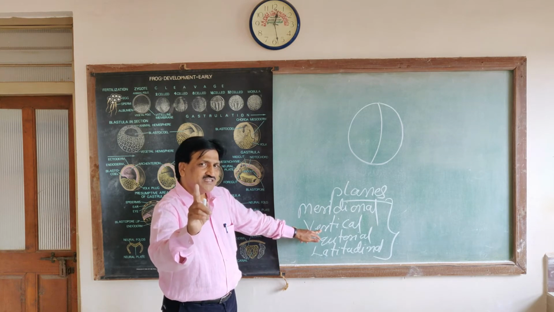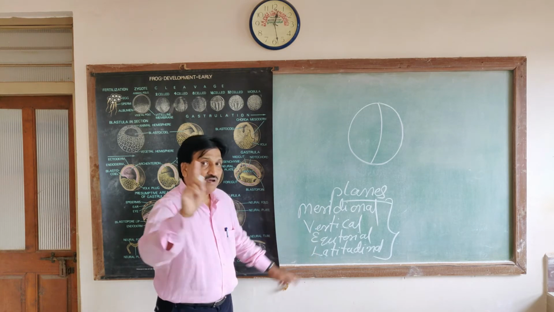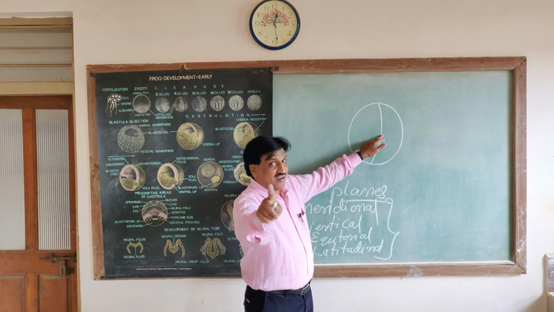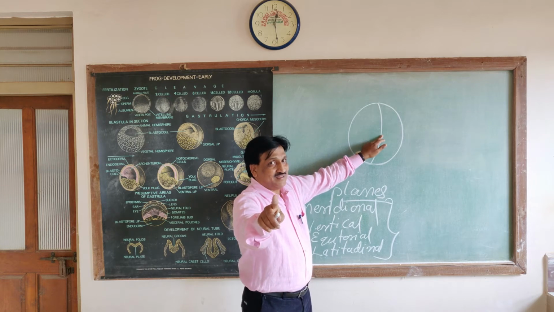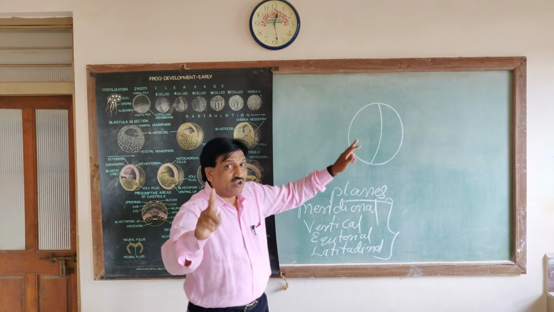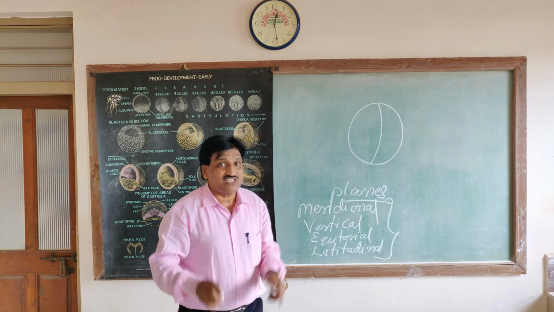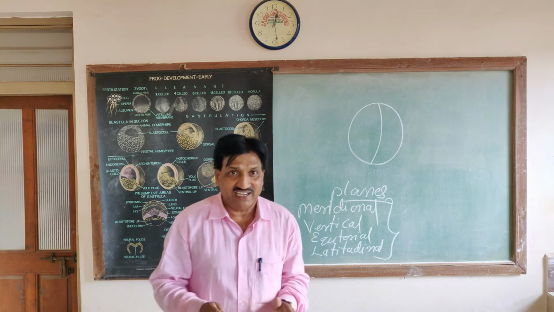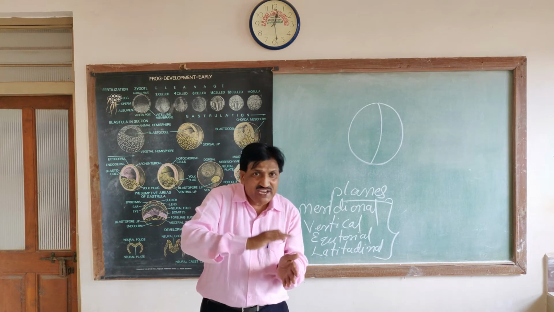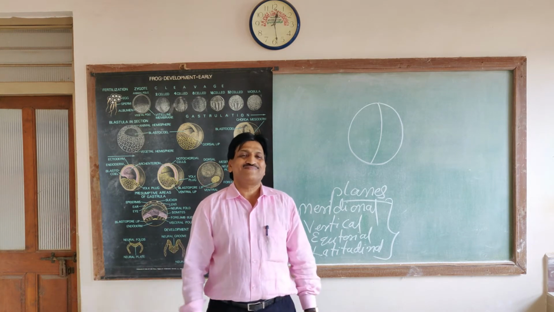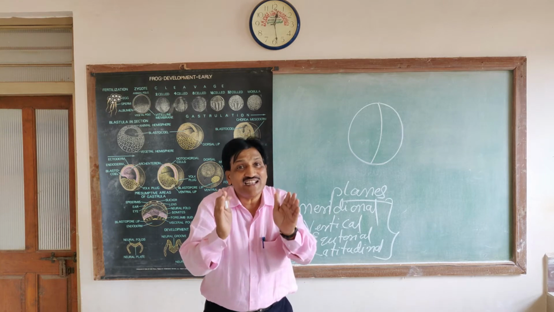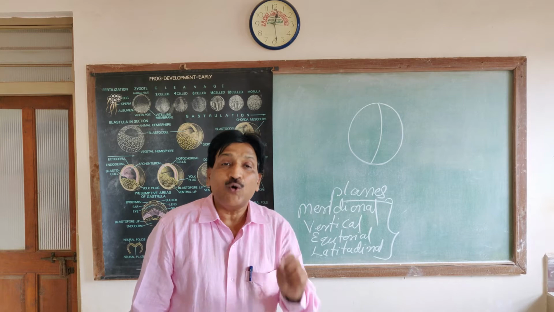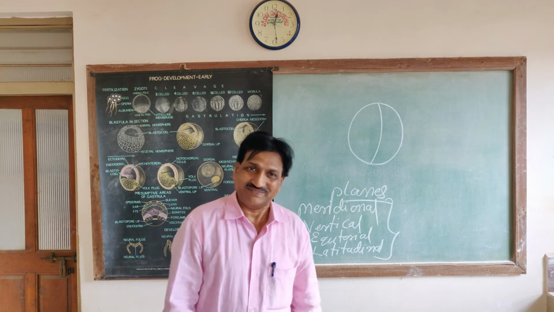The second one is called the vertical plane or angle. It resembles the meridional, but it does not cross the central axis. It occurs on either side of the central axis. The best example is the case of birds, where a vertical plane is there.